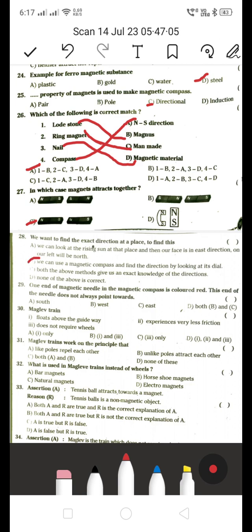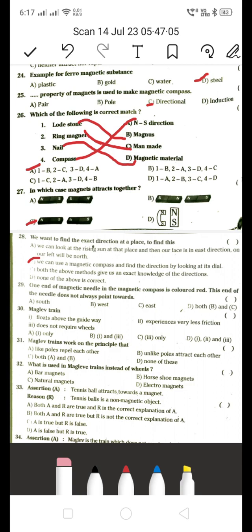Next one. One end of the magnetic needle in the magnetic compass is colored red. This end of the needle does not always point towards: is it A south, B west, C east, D both B and C? Which is the right answer?